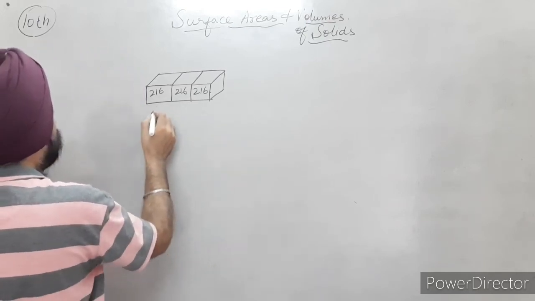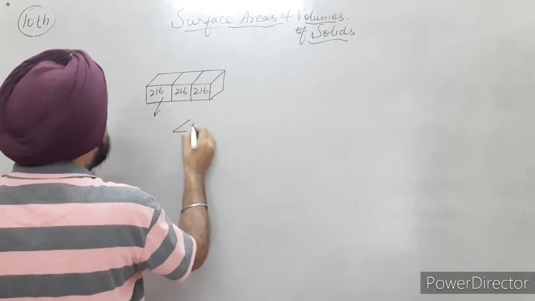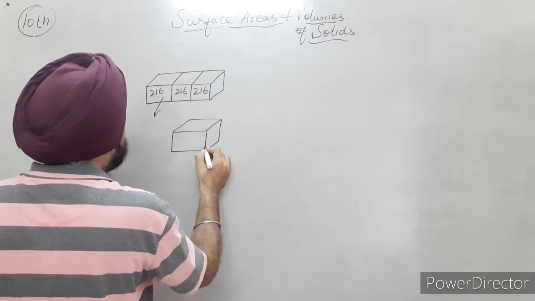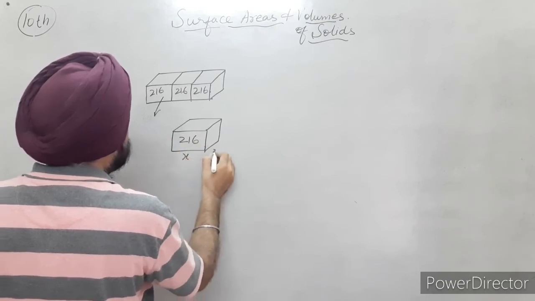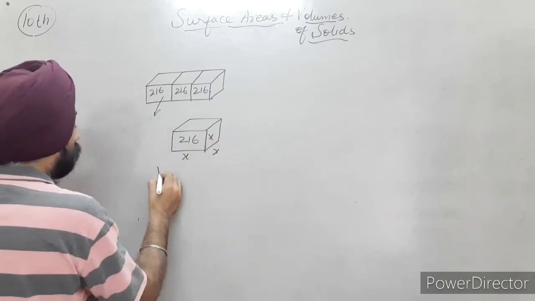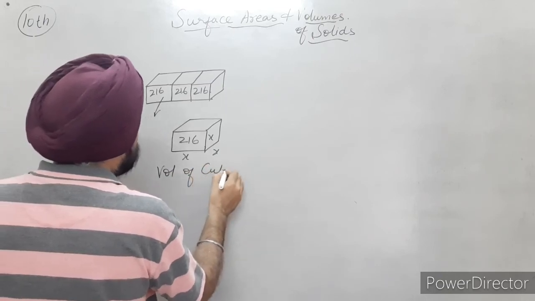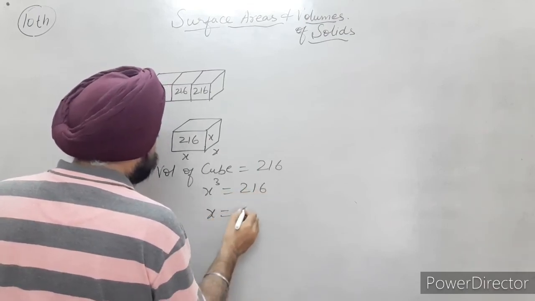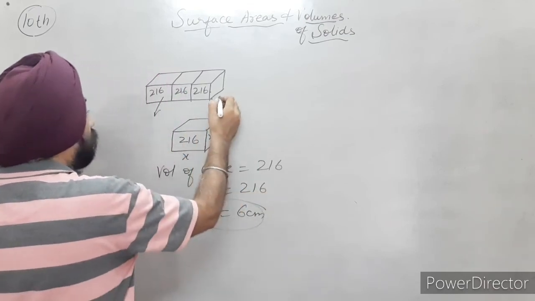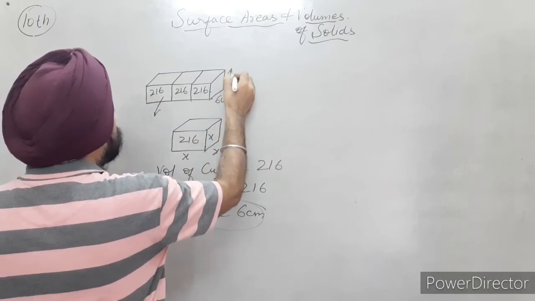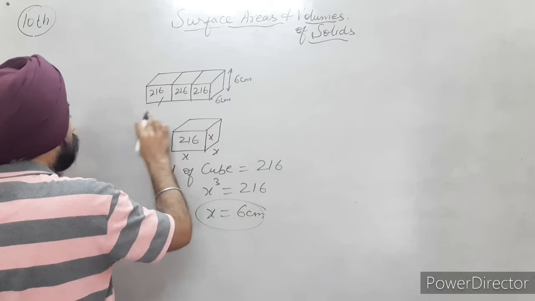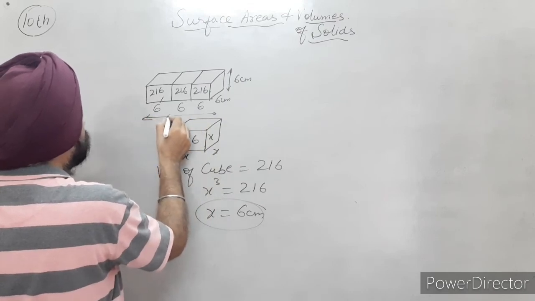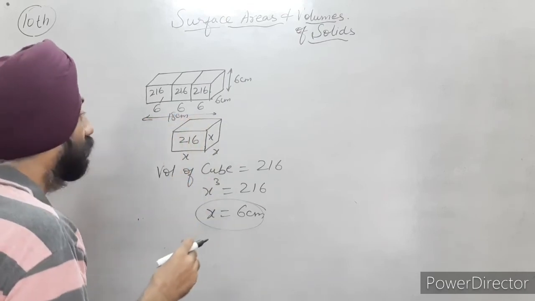Now I have the volume of one cube, which is given as 216. This is x, this is x, this is also x. So x cube equals 216, x equals 6 centimeters. That means the edge is 6 centimeters. Only thing that changes is the length. 6, 6, 6, so the length becomes 18 centimeters for the resulting cuboid.